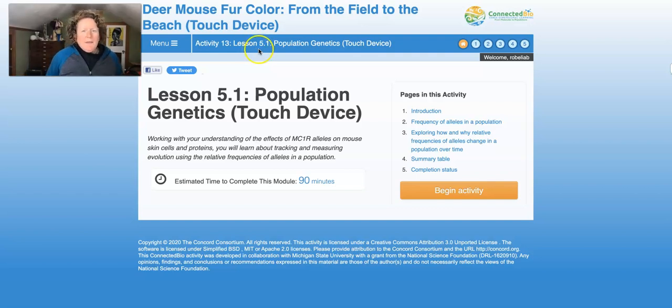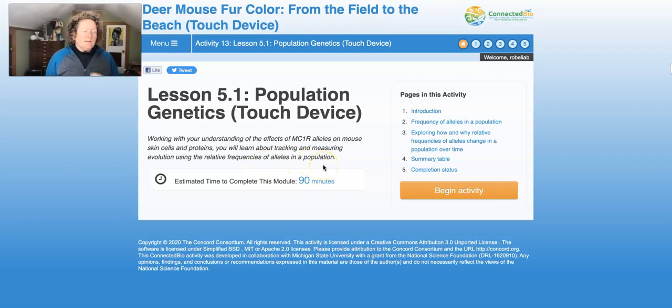We're on the home stretch here. We're doing population genetics today, working with your understanding of the effects of the MC1R alleles. Those are the alleles for making the receptor gene in the protein that either grabs onto the signal protein and breaks it in half or doesn't grab on at all, and either signals the cell to make dark melanin, the eumelanin, in the dark version, or in the light version, signals the cell only to make pheomelanin. You'll learn about tracking and measuring evolution using relative frequencies of alleles in a population.